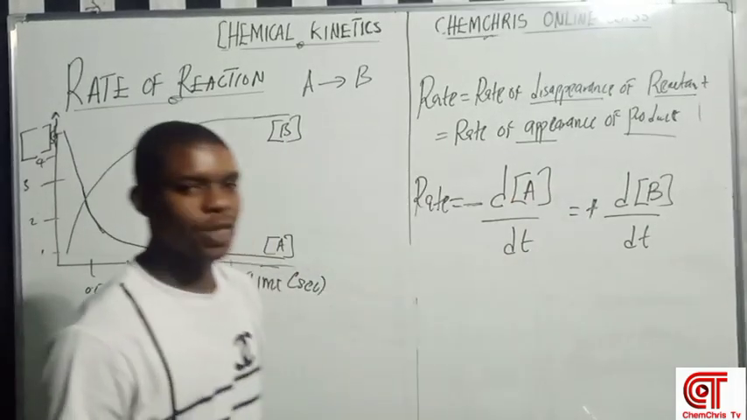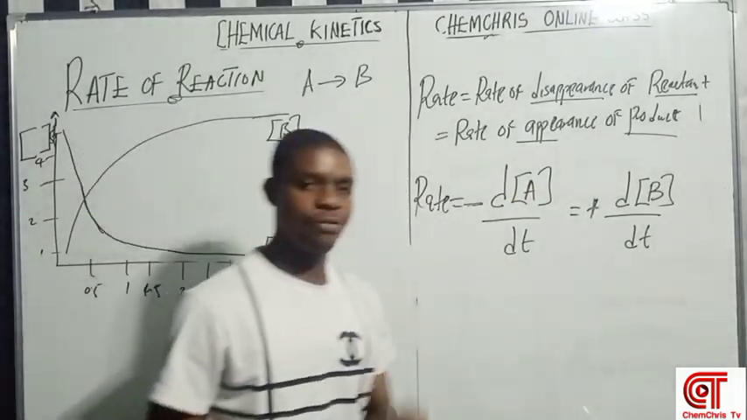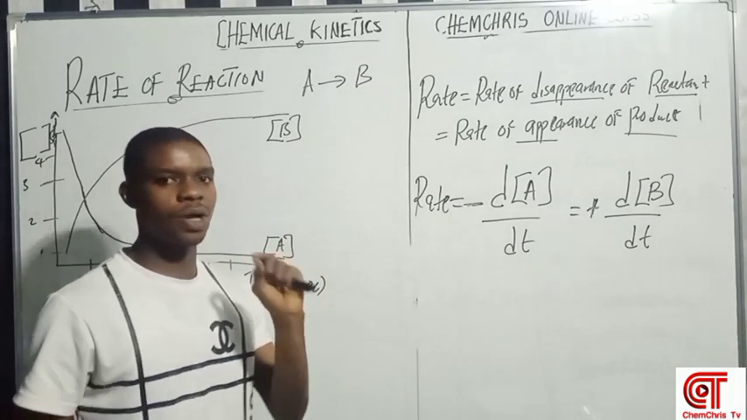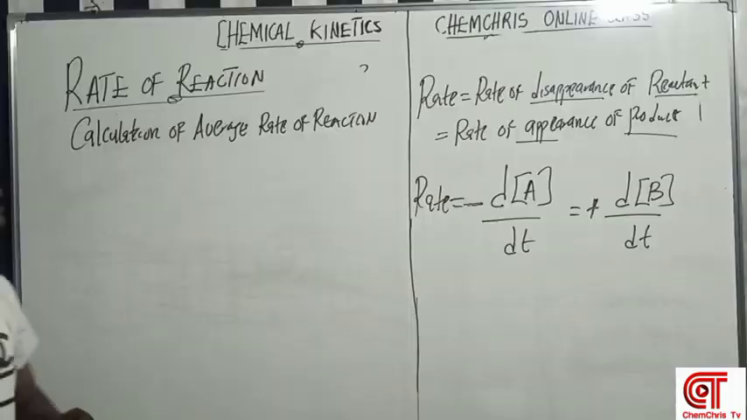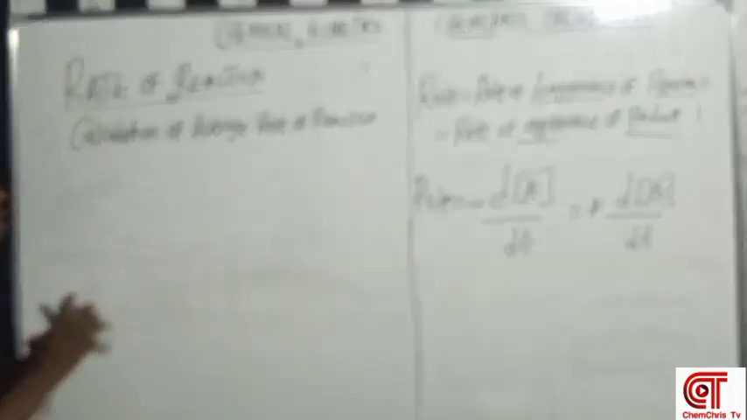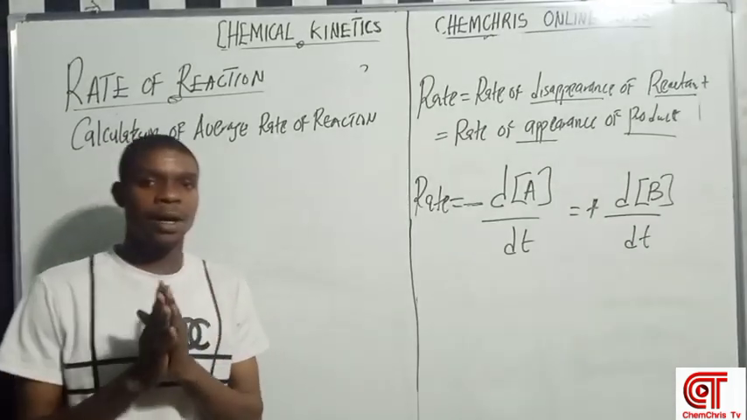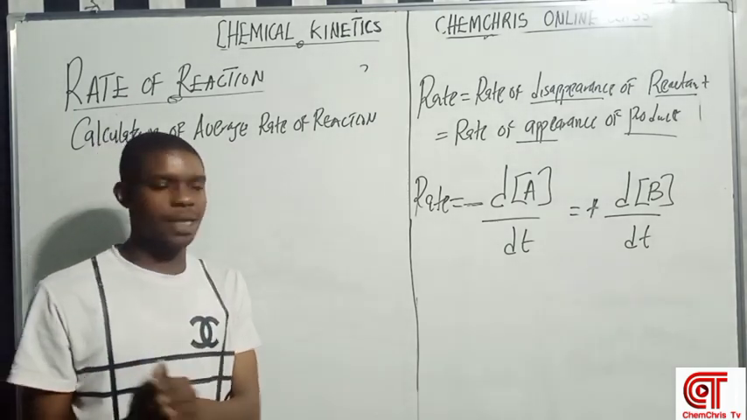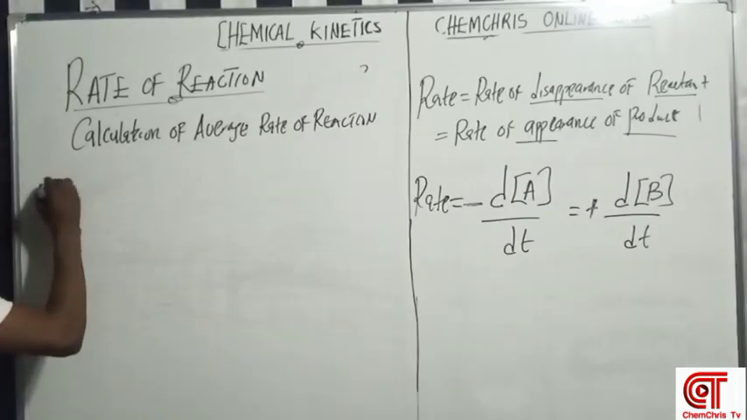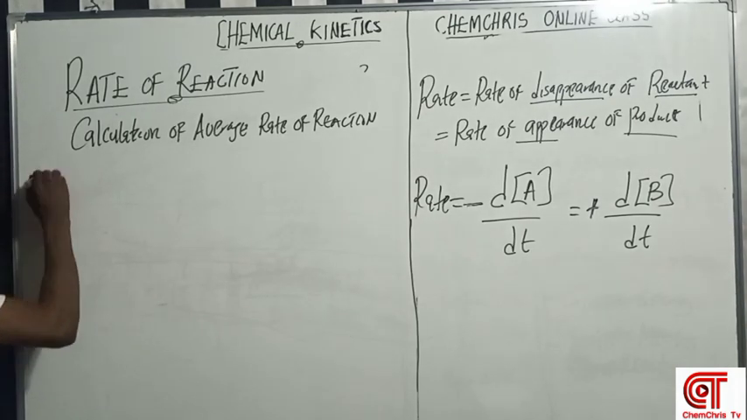So the next one I want to look at is the average rate of reaction. That is the first one I want to look at: calculation of the average rate of reaction. When we talk about average rate, you're talking about final minus initial. Do you see that? So, average rate.